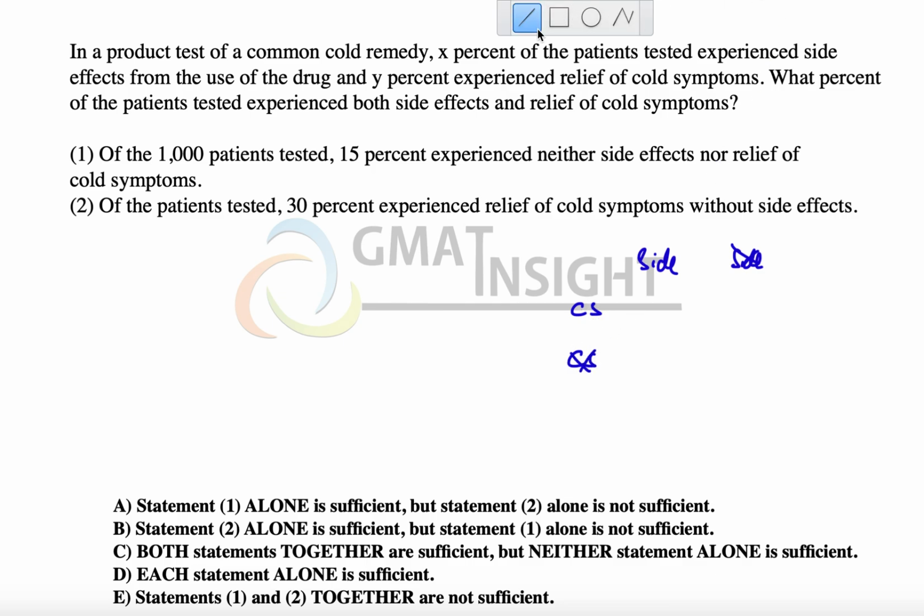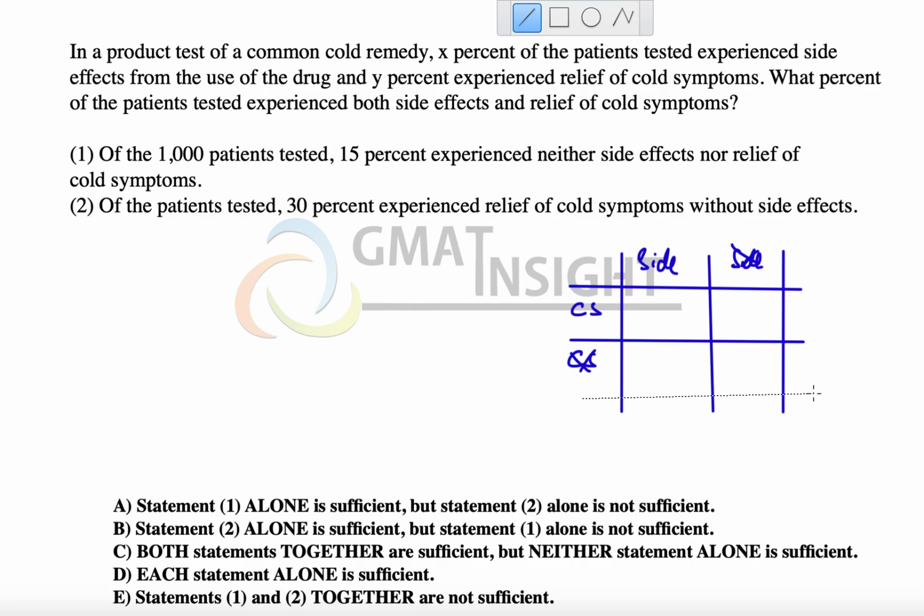So that means we have been able to draw a double matrix in which we have two rows and two columns, and these four regions represent all possibilities in terms of side effect, no side effect, and then cold symptoms or no cold symptoms. X% of the patients tested experienced side effects from the use of the drug. So this is X%. If we say the total 100% is there, then this will be 100 minus X%.